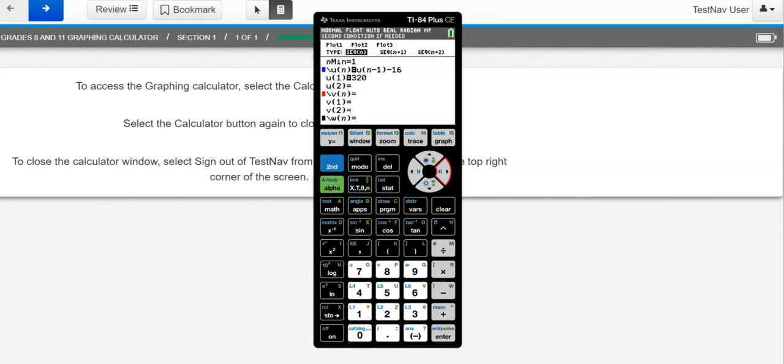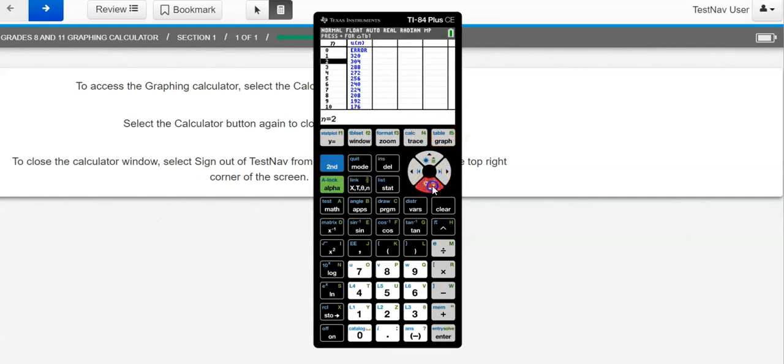And then just a reminder, if you do need to get the u, it's second 7. We already had the u in there, so I didn't do it. So second 7 to get the u. All right, then hit second table. And then we want the 19th term. So just scroll down until you get to 19. And the 19th term is 32.